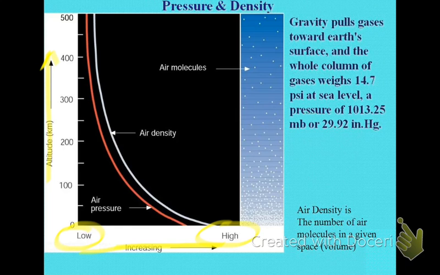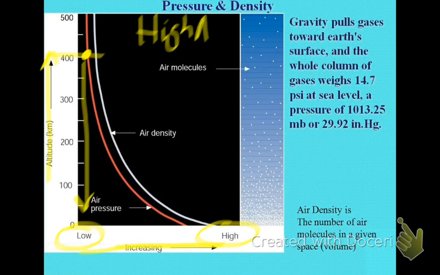For example, can you estimate, is the air pressure high or low at 400 kilometers? Look at your graph. Here's 400 kilometers. Look where it intersects this line. If you drop down and look below, is that low or high? Low. So would you say high altitude equals low pressure?